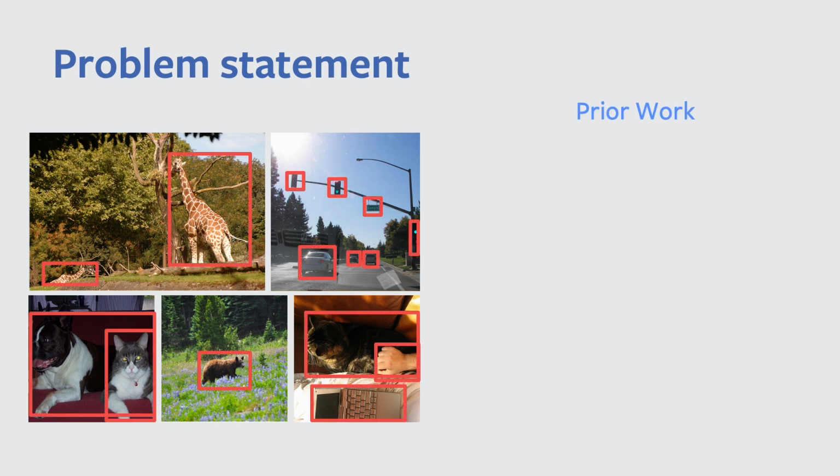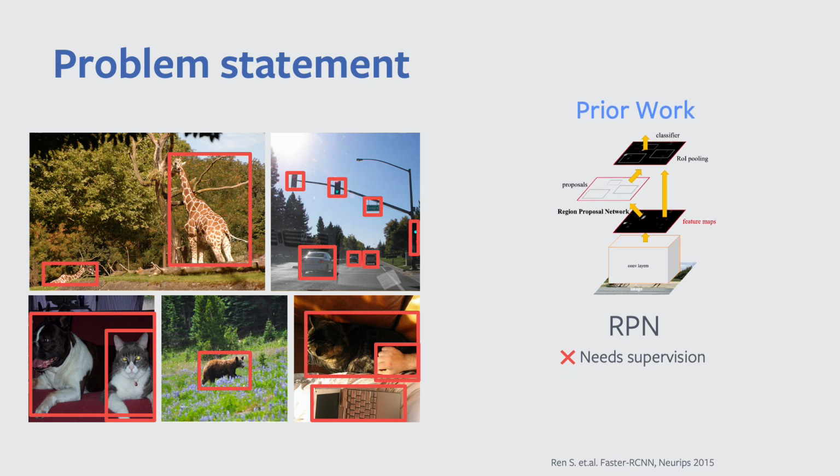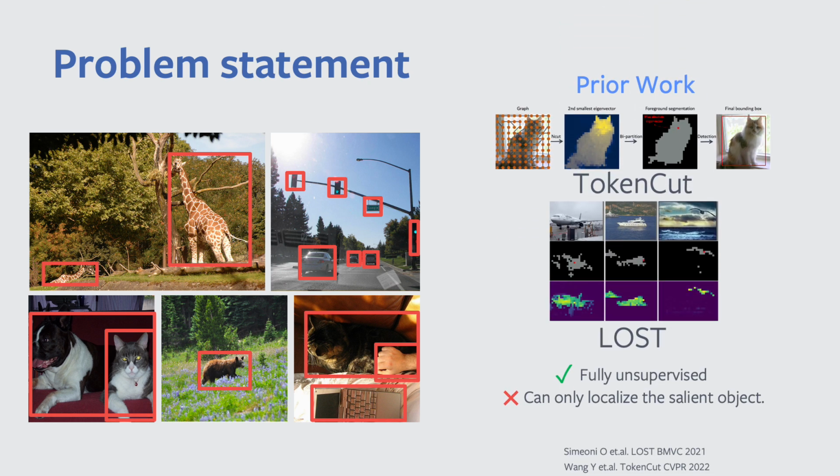Prior work in object discovery has used region proposal networks to localize objects. However, we need supervision to train a region proposal network. Works like LOST and TokenCut operate in an unsupervised fashion. However, they can only localize the salient object in an image. But most real-world images are cluttered and contain more than one object per image.